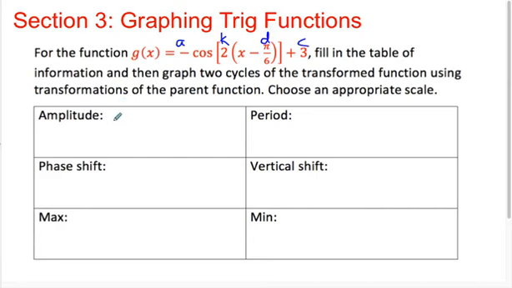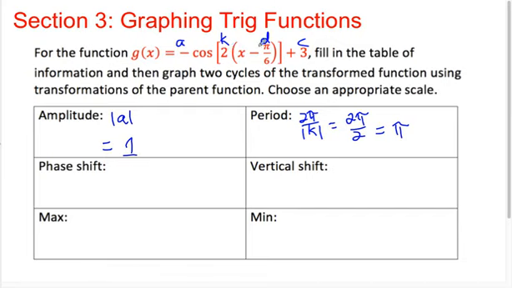So the amplitude of a trig function is equal to the absolute value of A. So A is negative 1. The absolute value of negative 1, in this case, is 1. Period is always 2 pi divided by K, right? The period of cosine is 2 pi, but the K value is going to do a horizontal stretch or compression. So 2 pi over K, or over the absolute value of K, I should say. So 2 pi over 2. In this case, this function just has a period of pi, right? It's been horizontally compressed by a half. So instead of a period of 2 pi, it now just has a period of pi. It'll do 1 full cycle in pi radians.